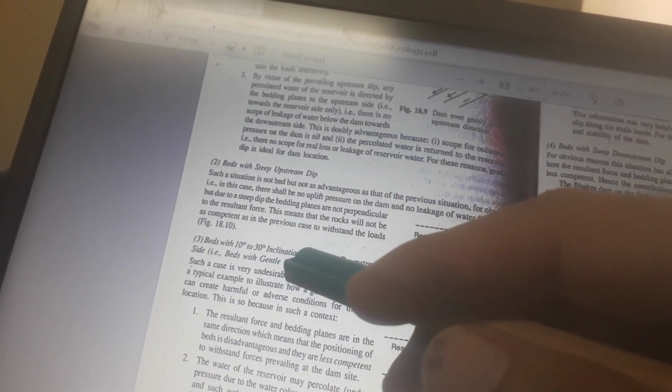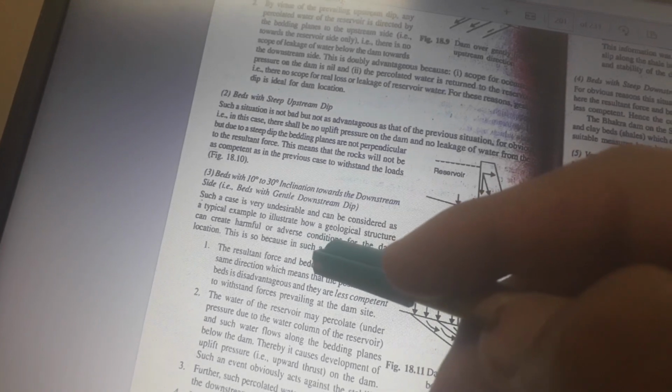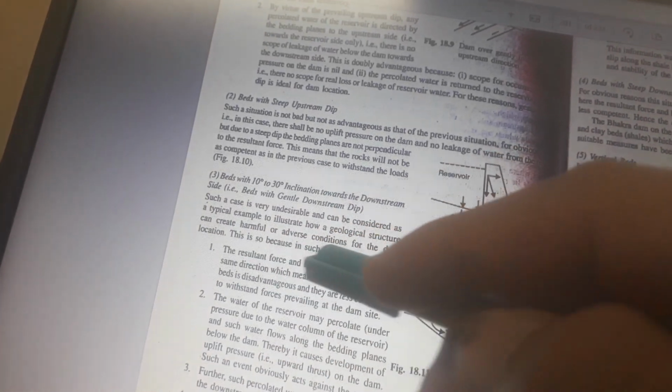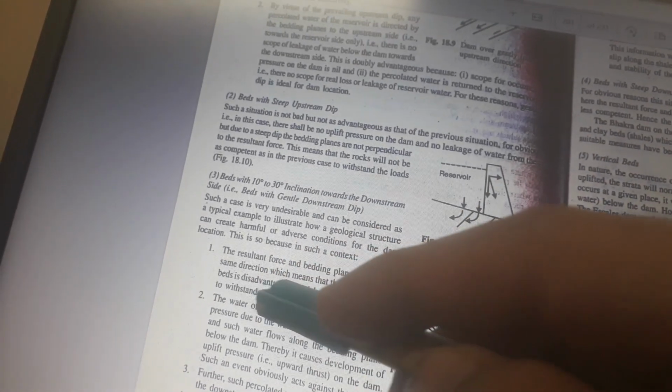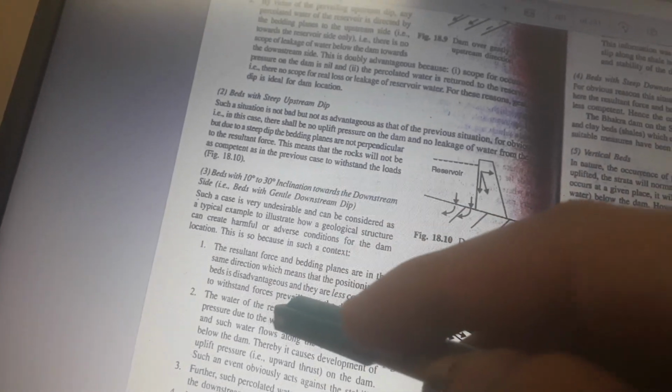Beds with 10 to 30 degree inclination towards the downstream side, that is beds with gentle downstream dip. Such a case is very undesirable and is a typical example to illustrate how a geological structure can create harmful or adverse conditions for the dam location. This is so because in such a structure the resultant force and bedding planes are in the same direction, which means that positioning of the beds is disadvantageous and they are less competent to withstand the force prevailing at a dam site. This is reservoir.